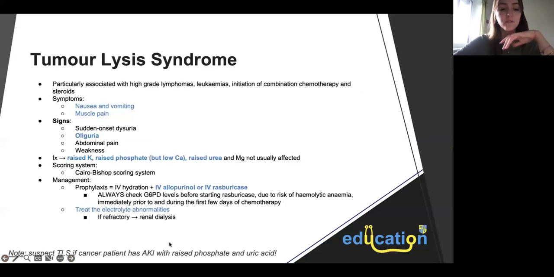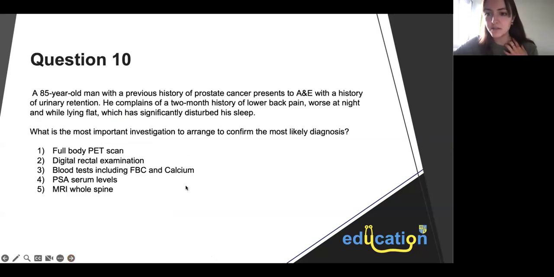Oh, sorry, one more thing I forgot to mention: if you're trying to treat their electrolytes, if they acutely present with tumor lysis syndrome, they've got all of these electrolyte abnormalities. Obviously, you want to treat those. So, for example, with a raised potassium, you would go down the hyperkalemia route, etc. But it does happen that these patients have refractory electrolyte abnormalities, and so there's a lower threshold for them to be put on dialysis.